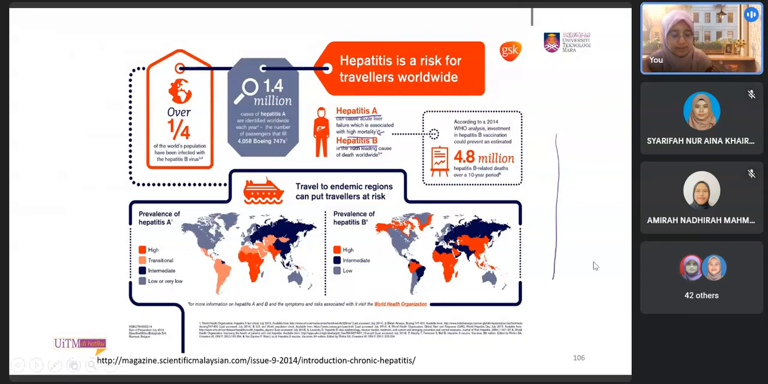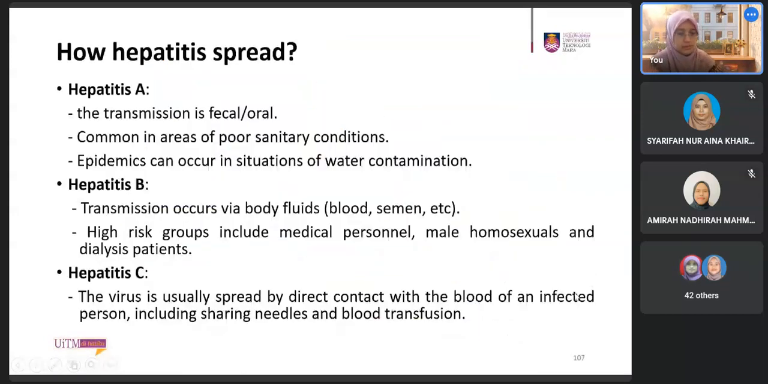So these are the different types of hepatitis. Okay, A, B, and C. Okay, so hepatitis A is the transmission in fecal or oral. Okay, common in areas of poor sanitary conditions. Okay, and then endemics can occur in situations of water contamination. Okay, so pada negara-negara yang saliran air dia tak berapa nak baik lah kan, poor sanitary condition.